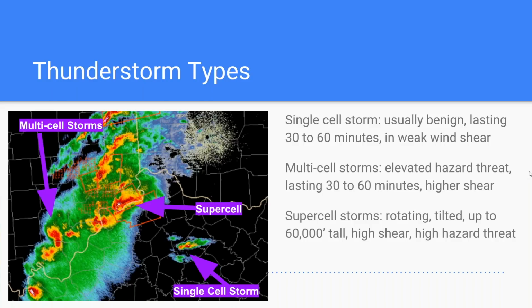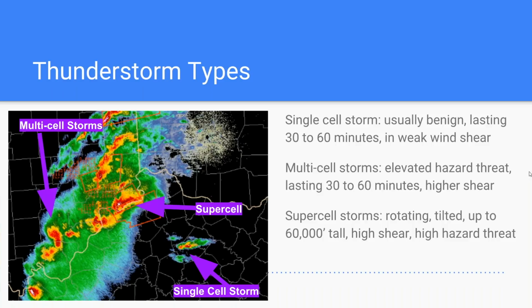Multi-cell thunderstorms, more on the left side of this radar picture. That's where we find the more elevated hazards, perhaps some hail, perhaps some lightning, perhaps some strong or damaging winds. Those too can last about 30 to 60 minutes, perhaps a little longer. And we usually find those in a higher wind shear environment. Shear more supportive of organized thunderstorms.